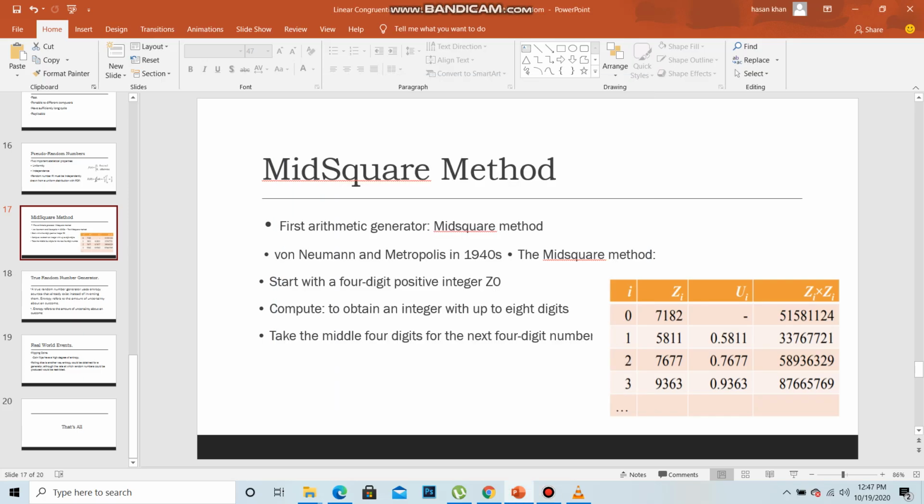Mid-square method. First arithmetic generator, the mid-square method. It is derived from von Neumann and Metropolis in the 1940s. Start with a 4-digit positive integer Z0 to obtain an integer with up to 8 digits. Take the middle 4 digits for the next 4-digit number.